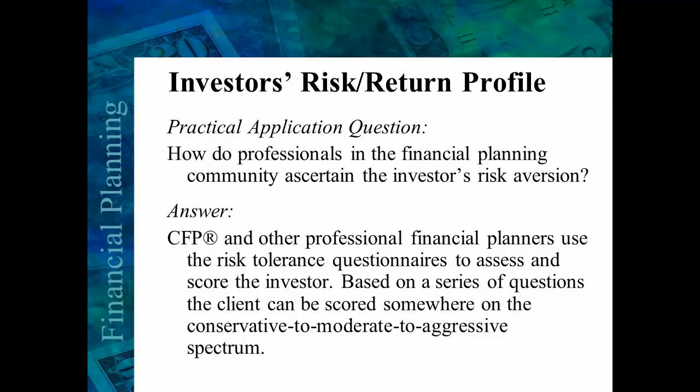Practical application question. How do professionals in the financial planning community ascertain the investor's risk aversion, or A? CFP and other professional financial planners use the risk tolerance questionnaire to assess and score the investor. Based on a series of questions, the client can be scored as on the conservative to moderate to aggressive spectrum.